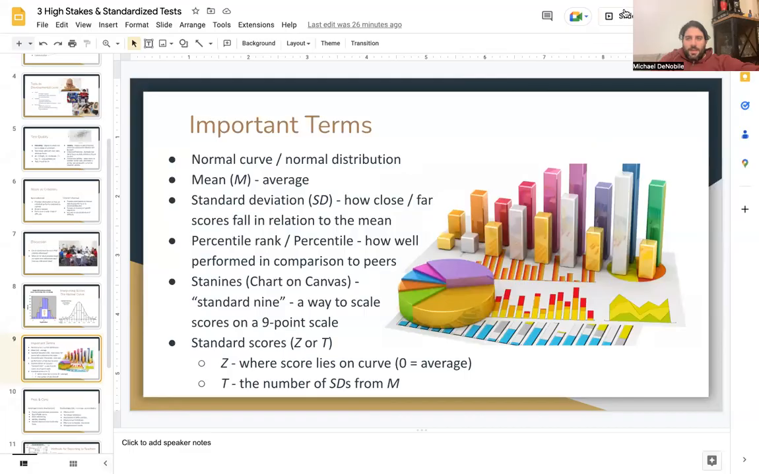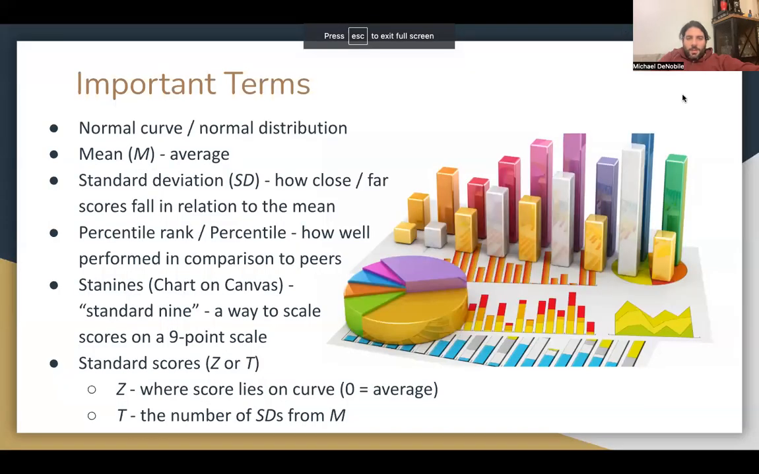We've already looked at the normal curve, the normal distribution. Just to reiterate, the normal curve or normal distribution is the expected landing of the scores. When we plot them, this is where we expect them to land. Mean is M. That's the notation. Mean is M. That's the average. What is the average score? That's the mean. Standard deviation, or SD, is how close or far the scores fall in relation to the mean score.